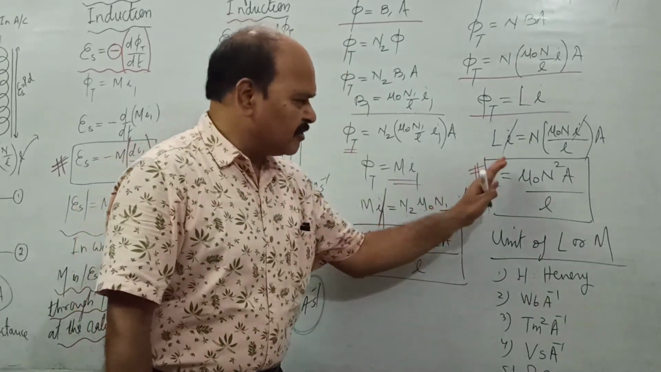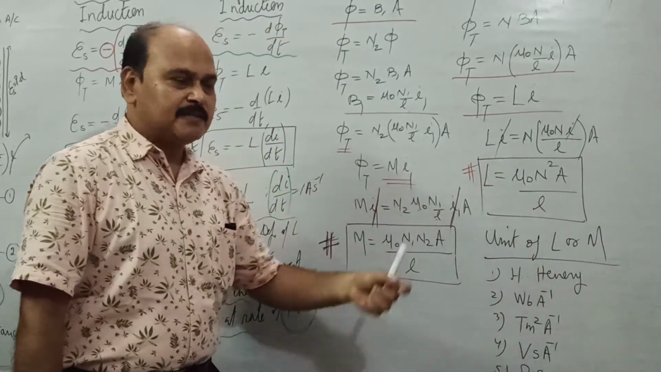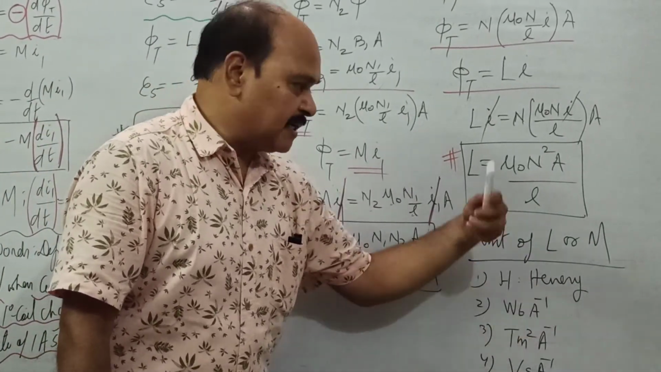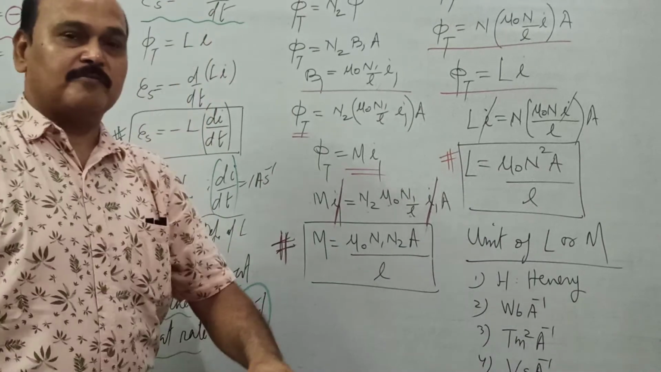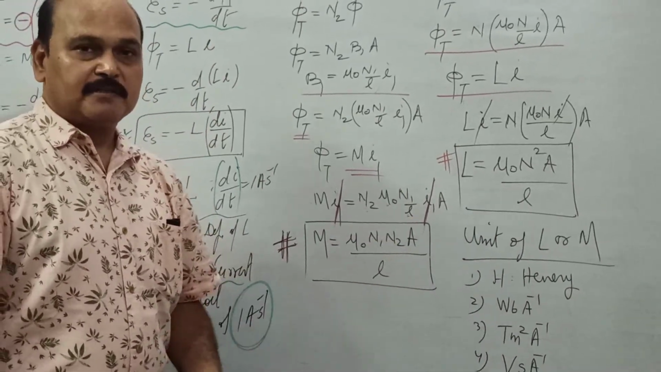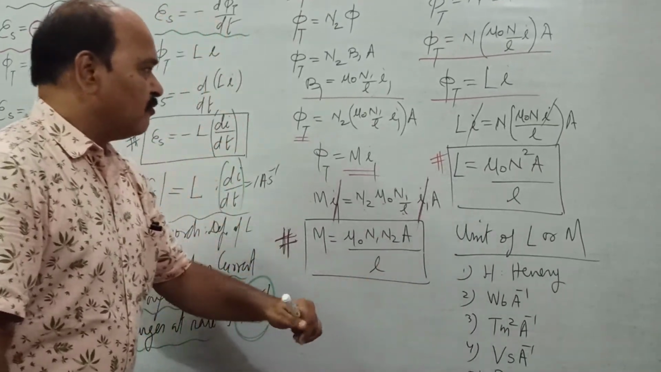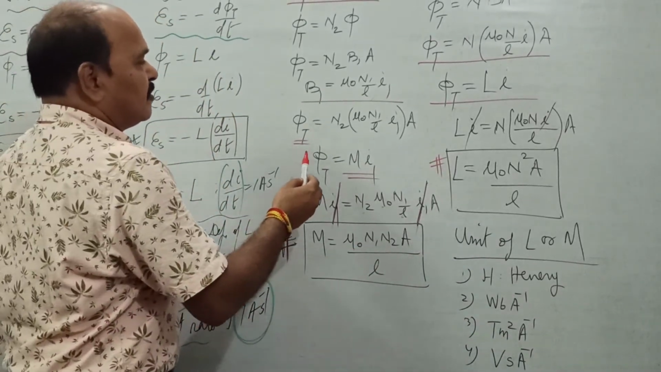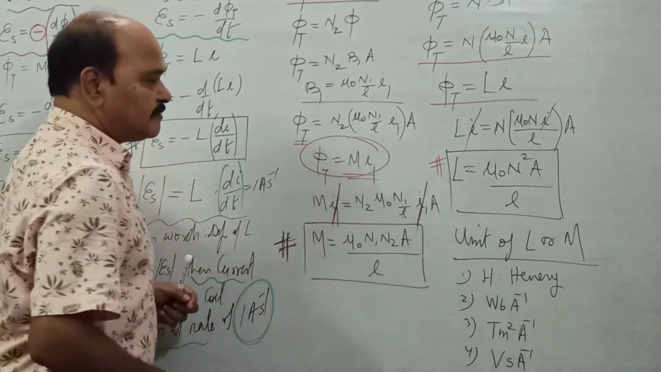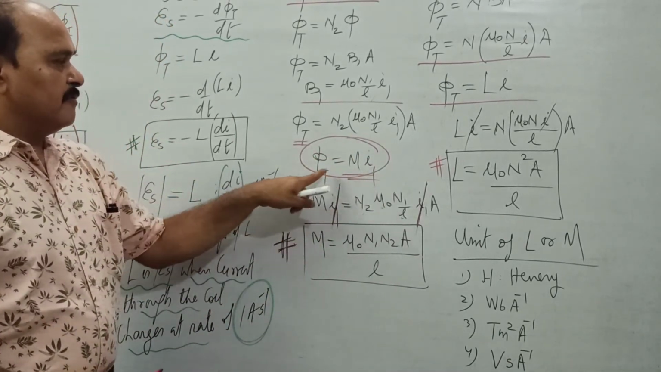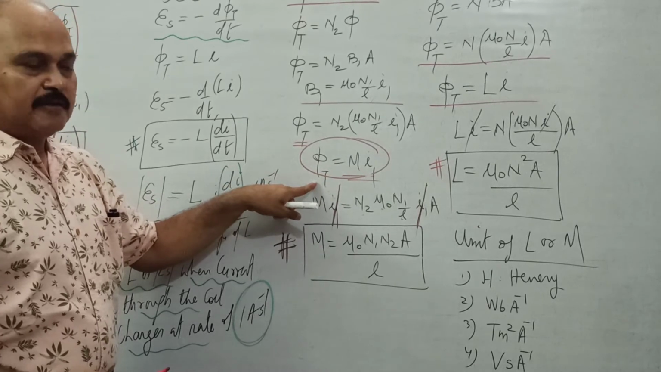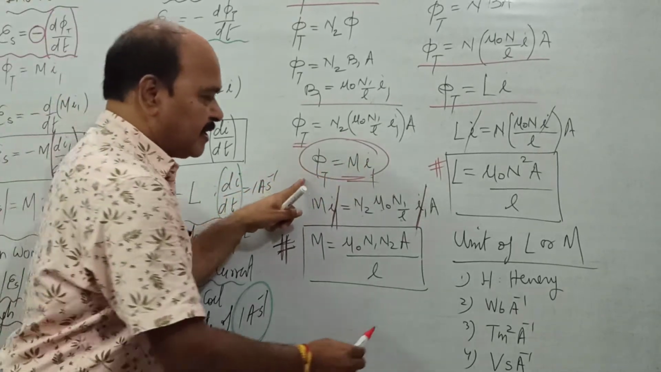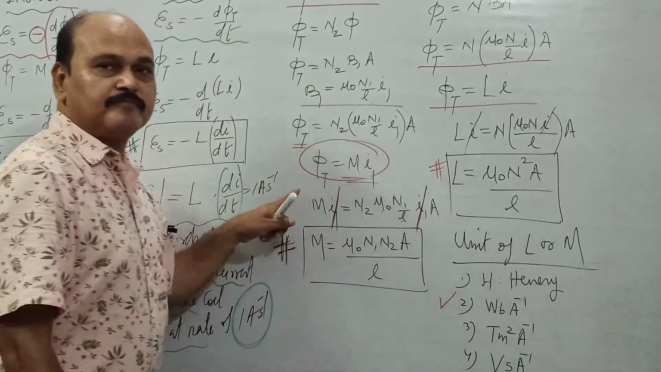Now let us see the unit for L or M. We have already studied that the unit of L or M is Henry. It is the SI unit. But this SI unit can be written in various other forms using different relations. Like unit number 2. Where do we get this unit number 2 from? This unit number 2 is obtained from this relation. What is the unit for M? Unit of flux upon current. Unit of flux is Weber, current is what? Ampere. So Weber per ampere is unit number 2.